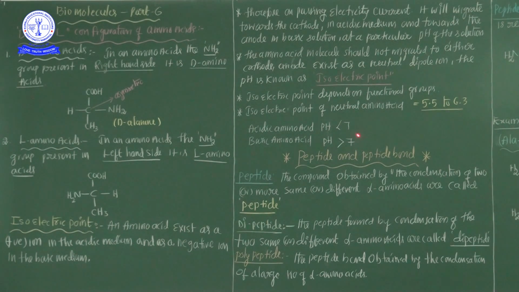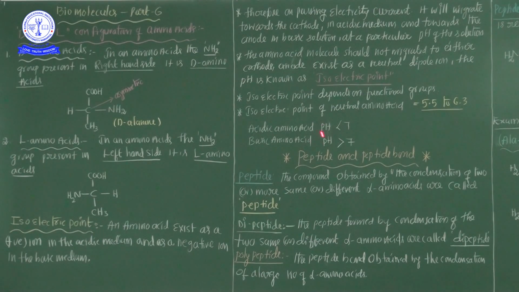What is the isoelectric point? The pH of the solution at which an amino acid does not migrate to the cathode side or the anode side is called the isoelectric point. The isoelectric point of a neutral amino acid is 5.5 to 6.3. For an acidic amino acid, the pH is less than 7. For a basic amino acid, the pH is greater than 7. Okay? So this is the isoelectric point.